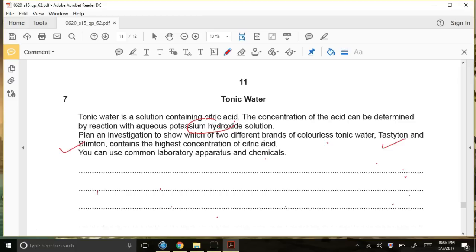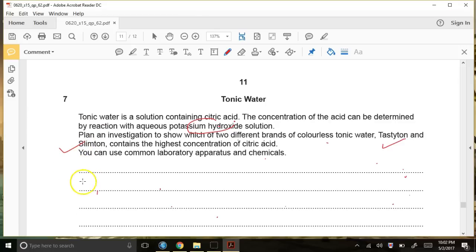The second approach could be a titration. I could put a certain amount of acid, the first sample, Tastyton, in the flask and add a couple of drops of indicator. I can add potassium hydroxide from the burette till the indicator changes color, record the volume used, and repeat this with the other sample. Whoever needs more KOH from the burette will be more concentrated. So you have 2 different approaches there. I'm just going to write the first approach, the easier one for you.